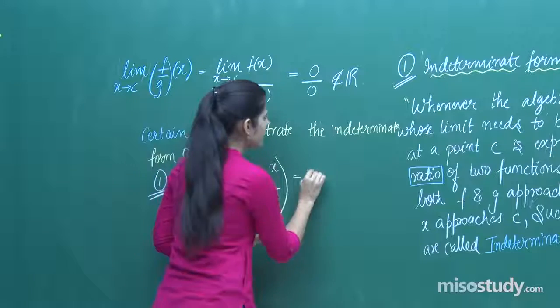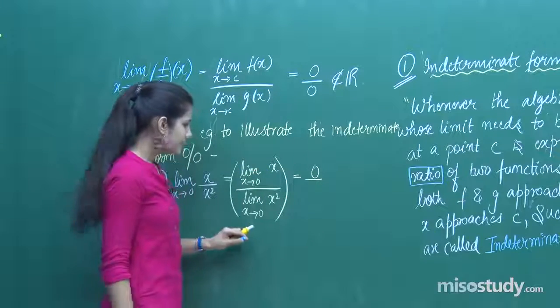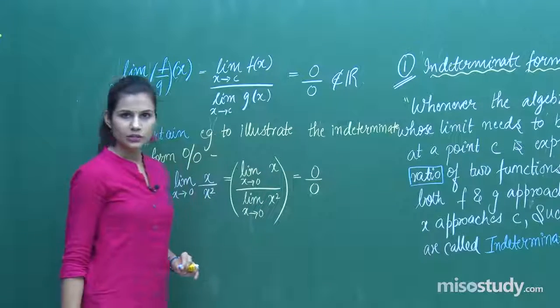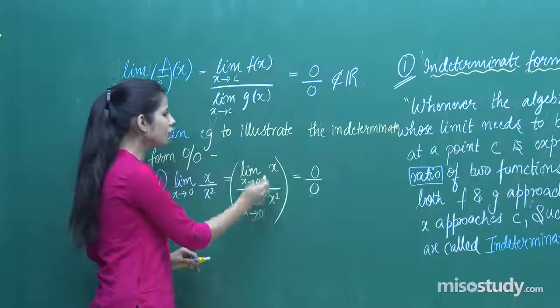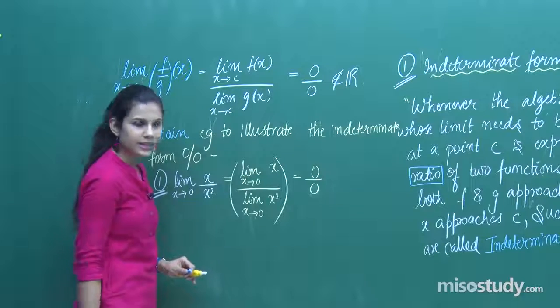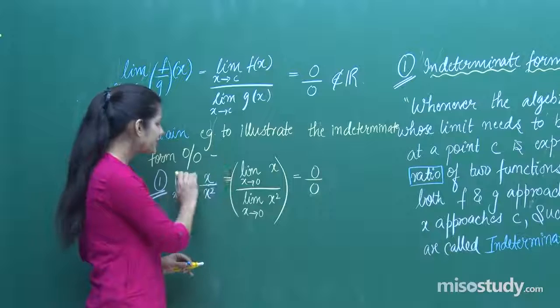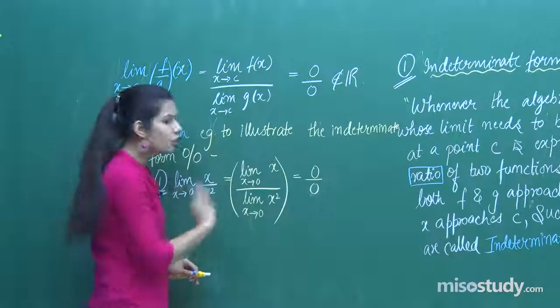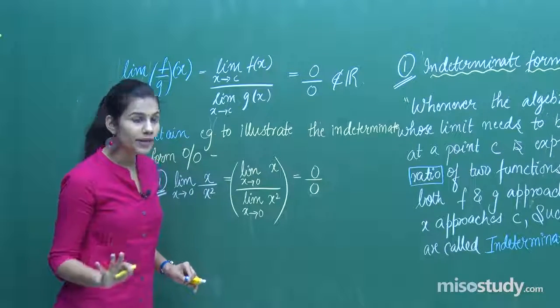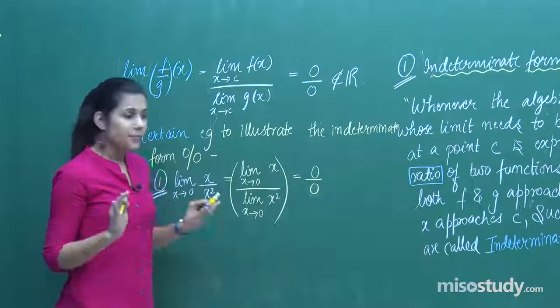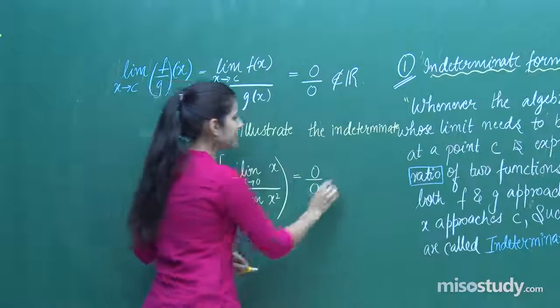Limit x tends to 0 of f of x is 0 and limit x tends to 0 of x squared is also 0. Right? So you know the limiting behavior of both the functions individually. It is a real number 0, it is also a real number 0, right? But limiting behavior of f by g is not coming out to be a number of the form limit of f upon limit of g. That means this is not a real number.